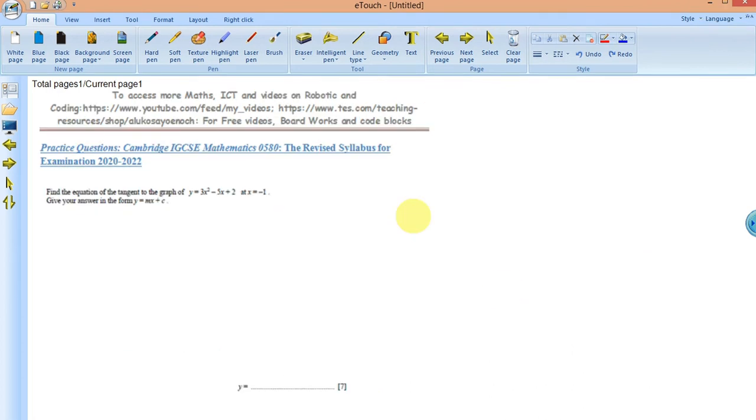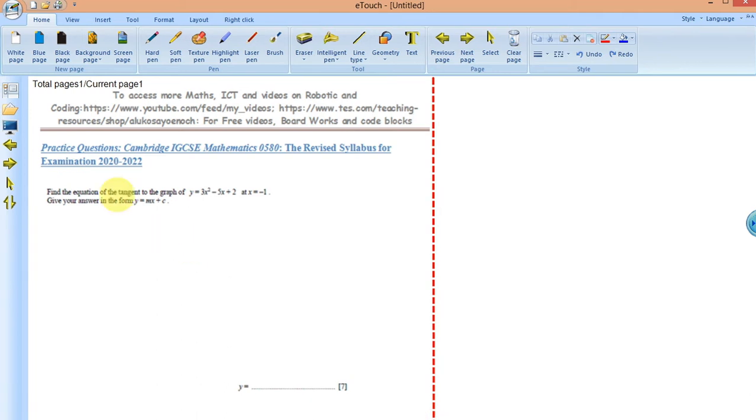Okay, guys, here's the next question. Find the equation of the tangent to the graph of y equals 3x squared minus 5x plus 2 at x equals -1. Give your answer in the form y equals mx plus c. How come this is 7 marks? Okay, let's go ahead and solve this question.